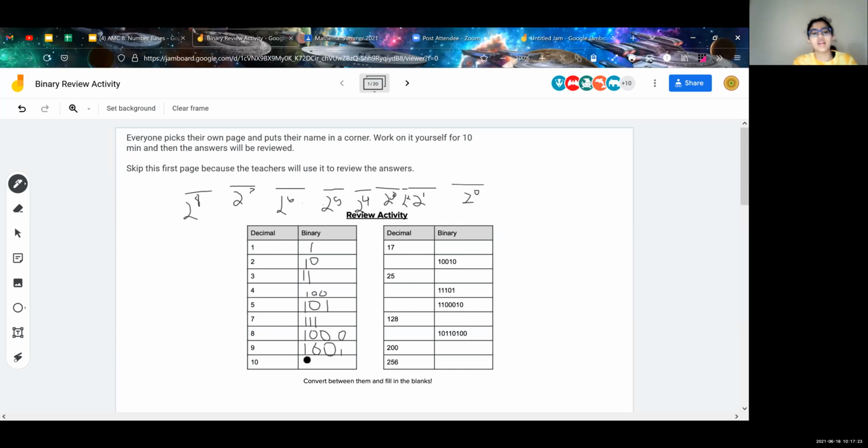And then for 10, again, the greatest power that fits into it is 2 to the power of 3. So we have 1, and then 10 minus 2 to the power of 3 is 2. So then we have a 0 in the 2 to the power of 2's place because a 4 can't fit into 2. And then we have a 1 in the 2 to the power of 1's place, and 2 minus 2 to the power of 1 is 0. So then we have a 0 for the last digit.